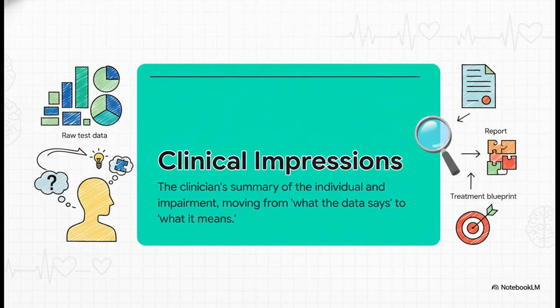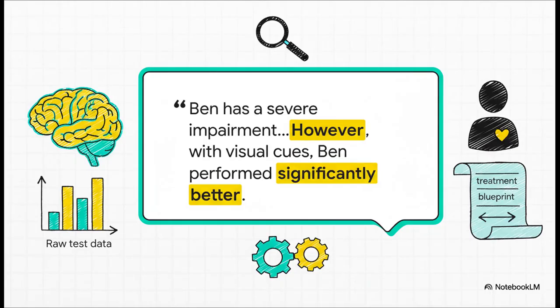It's where years of training, experience, and frankly, intuition come together to paint a picture of a whole person, not just a list of scores. Just read this quote about a 12-year-old named Ben. The test scores scream severe impairment. But, and this is a huge but, the clinician observes something. With visual cues, Ben did way better. Boom!